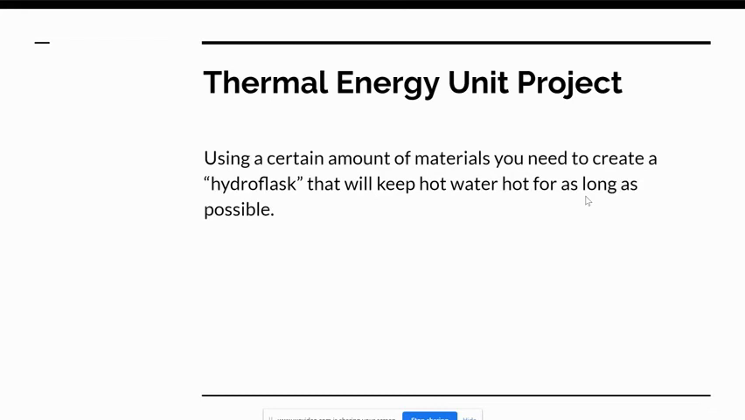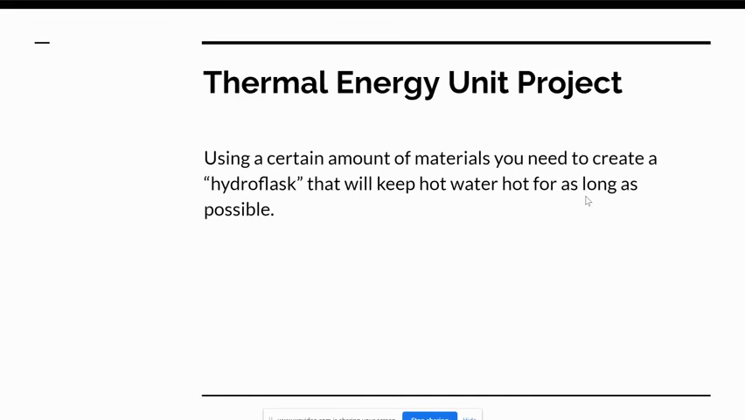Okay, so our little project in the lab, you guys are going to create a hydro flask that will keep hot water for as long as possible. So we will pour hot water in it. You will measure the temperature every minute to see how much it changes over the course of 10 minutes. You need to start thinking about how you are going to design your cup to make sure that it maintains its heat for as long as possible.